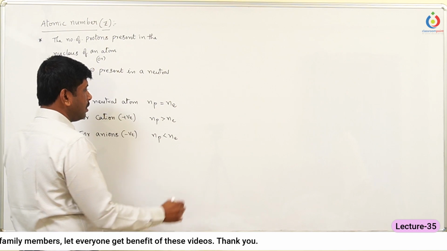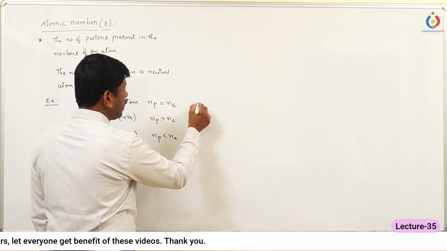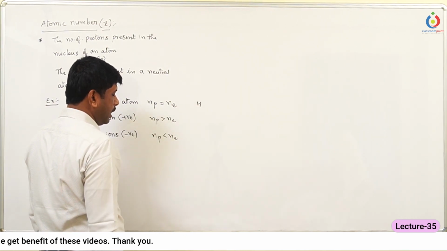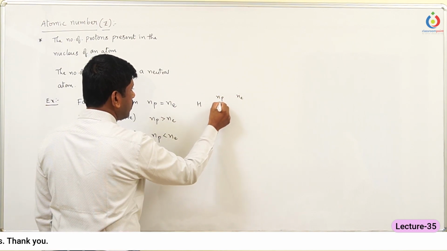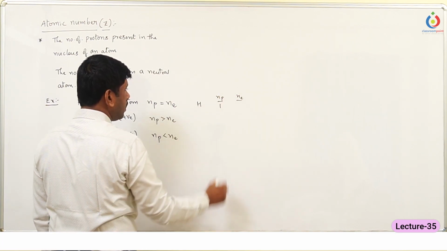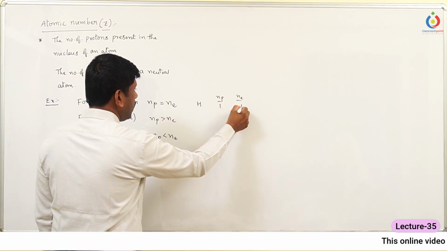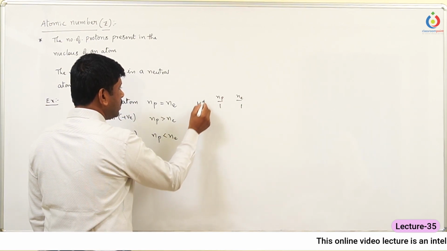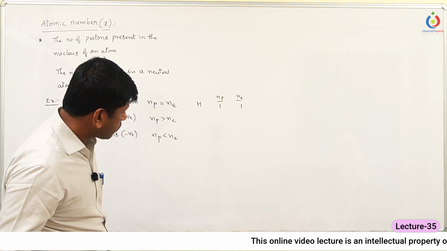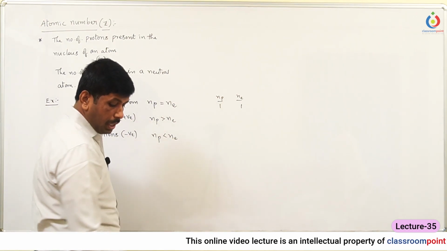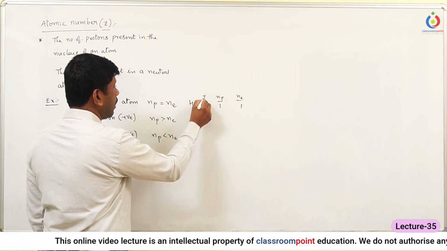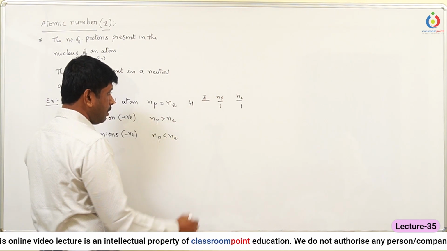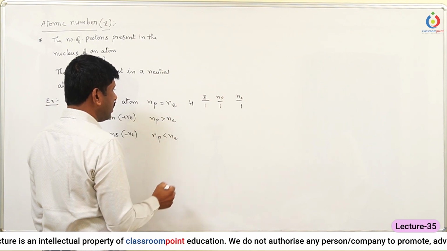So let us take an example here. If you take the hydrogen atom, number of protons equals 1, number of electrons equals 1, and the atomic number, let us see the atomic number also here. Atomic number is nothing but the Z. So here it is equal to 1.